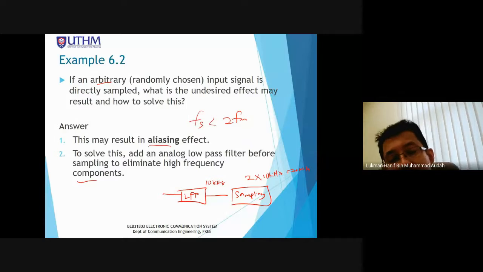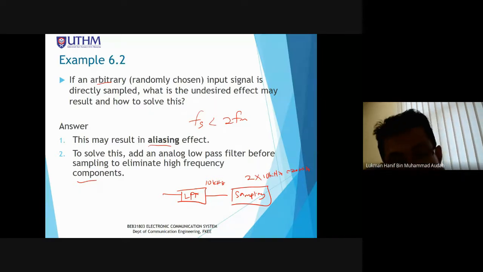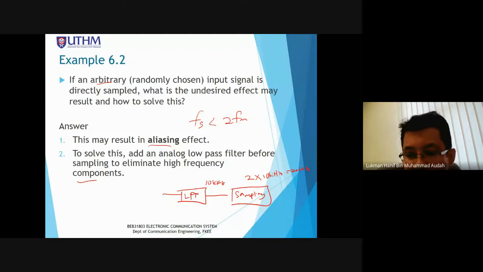So kita perlu ada filter untuk memastikan frekuensi input itu tidak menjadi tinggi secara tiba-tiba. So kita dah setkan limit dia sekian. Tak boleh lebih daripada limit yang ditetapkan. Otherwise, it's going to be aliasing.